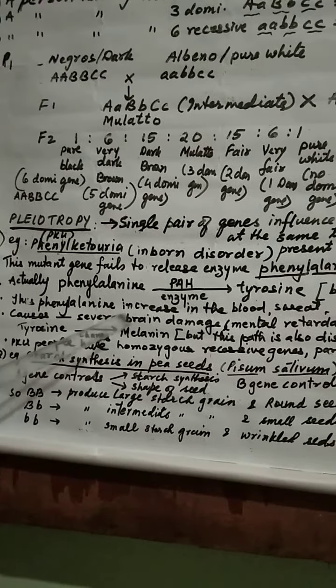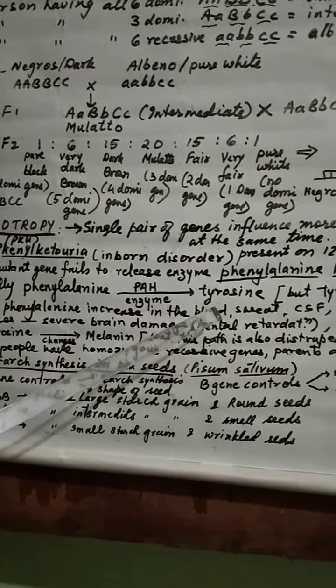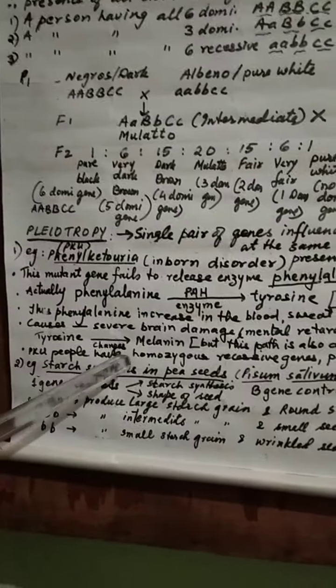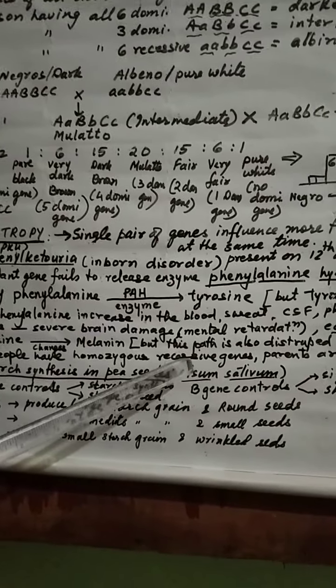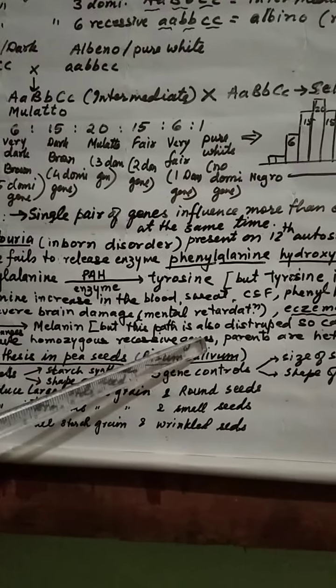What will be caused if it is increased in the body? It will cause severe brain damage. Mental retardation will be seen in a person, as well as skin disease. Eczema of the skin is also seen because tyrosine converts into melanin. Now, PKU people usually have homozygous recessive genes. Remember, parents are heterozygous in this condition.